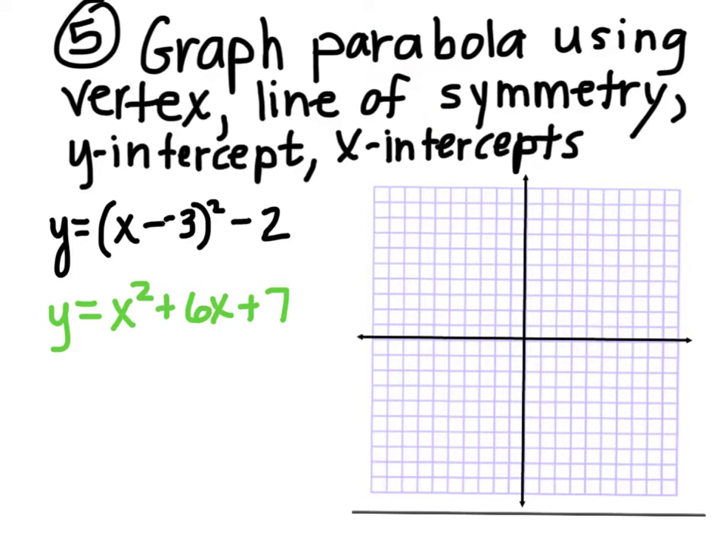So I'm going to start with the vertex. On the last page, I found that the vertex was (-3, -2). So right away, I can add that to my graph. Negative 1, 2, 3, negative 2. All right, there's my vertex.